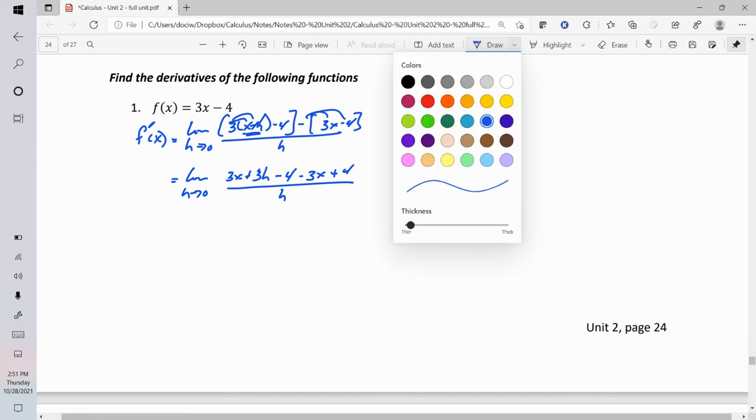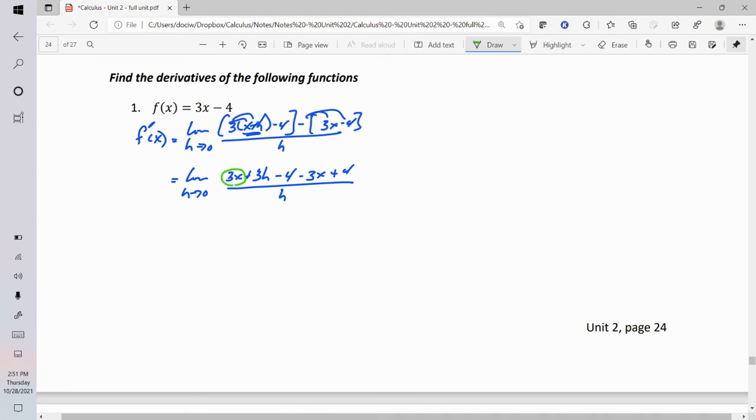One thing that you should notice is that all of the terms in the expansion of f of x plus h that do not have an h in them will have a match in the function f of x. So 3x minus 3x is 0, negative 4 plus 4 is 0, and you should quickly notice that all that's left in that numerator is the 3h. h divided by h is 1, and now the limit as h approaches 0 of the constant 3 is simply 3. So the derivative of f of x equals 3x minus 4 is simply f prime of x equals 3.